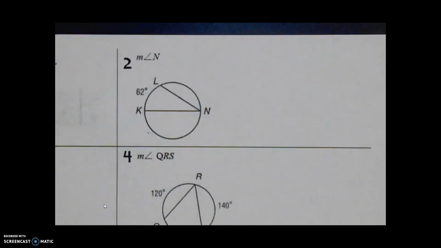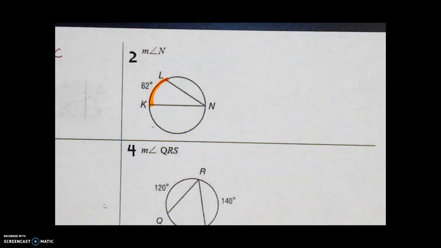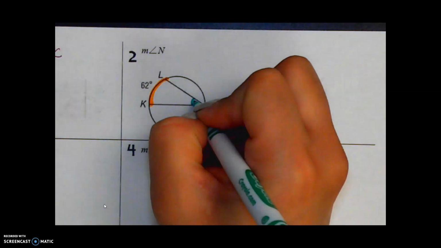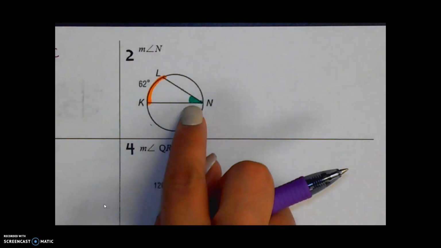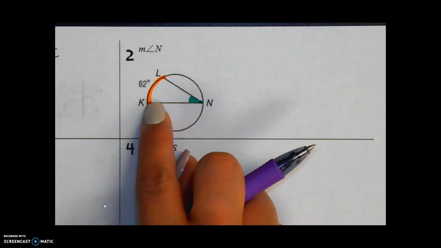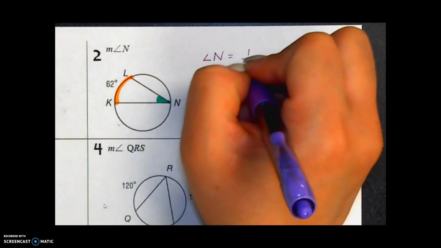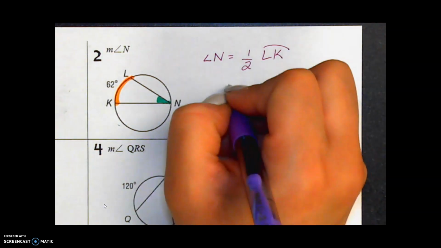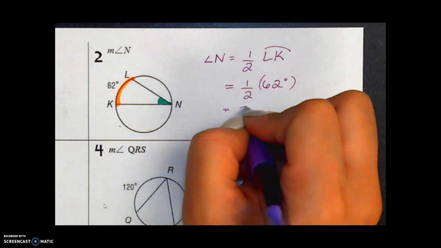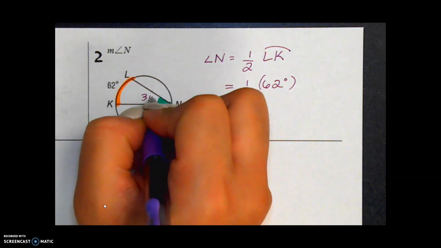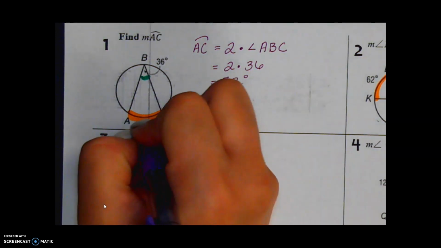For number 2, I'm given the arc this time, LK, which I will do in orange. And I'm trying to find angle N, which is this inscribed angle. So if I want to find the inscribed angle, I know that it's going to be half the size of LK. So if I want to find angle N, it is half of arc LK, which means half of 62, and that is 31 degrees. So this in here is 31 degrees. Let me label my first picture. This was 72.